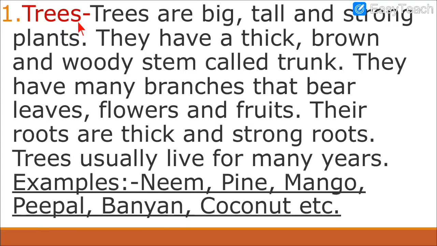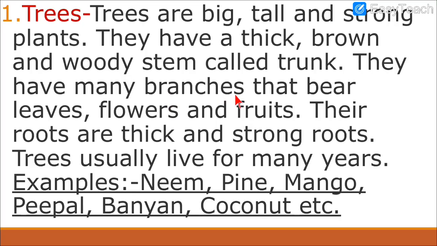As you can see on your screen, the first type of plant that we are studying today is a tree. Trees are big, tall and strong plants. They are very big and tall, and they are very strong plants. They are not weak at all. They have a thick, brown and woody stem called the trunk. The bottom part is called the trunk, and it is brown in color and made of wood. They have many branches that bear leaves, flowers and fruits.